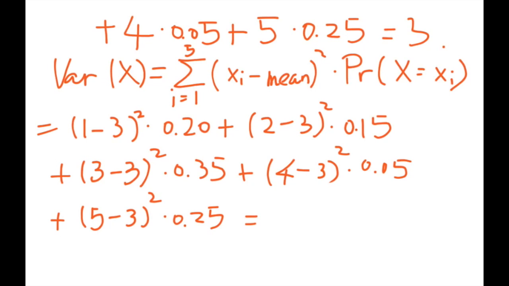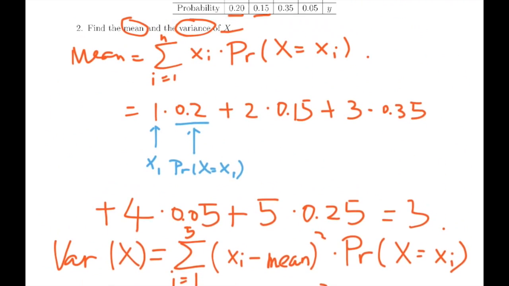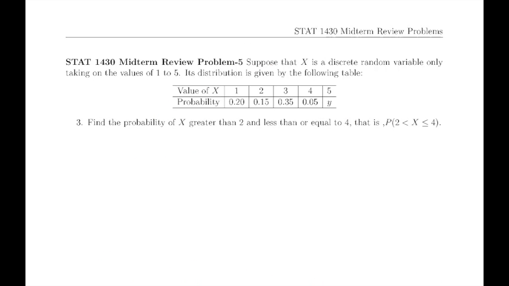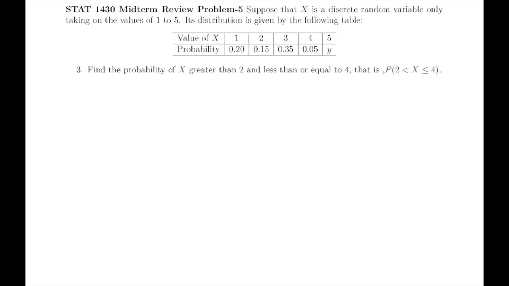Okay, this is the second part where we find the mean and the variance of this discrete random variable x. And then we go to the third part of this problem. We want to find the probability of x greater than 2 and less than or equal to 4. In mathematical expression, it is P(2 < x ≤ 4).